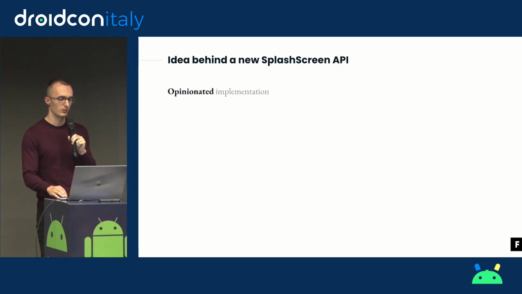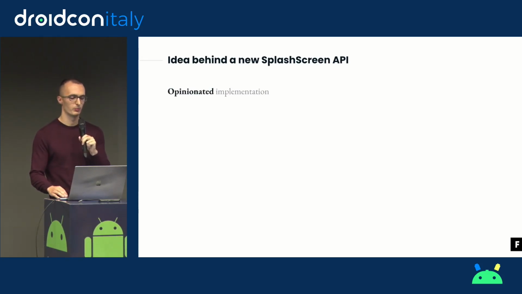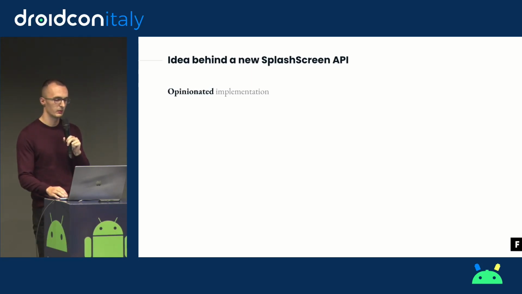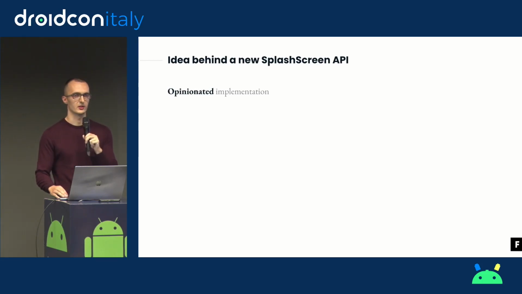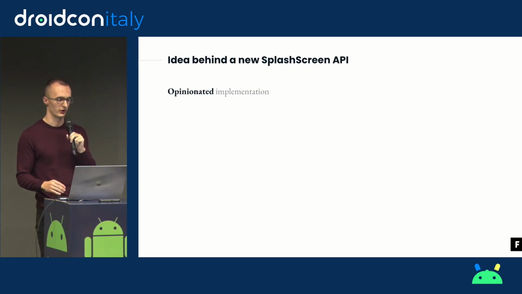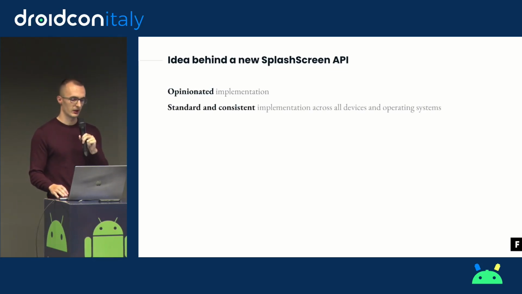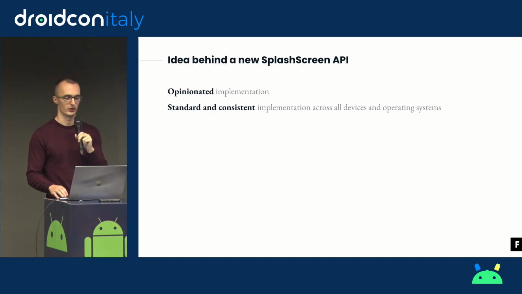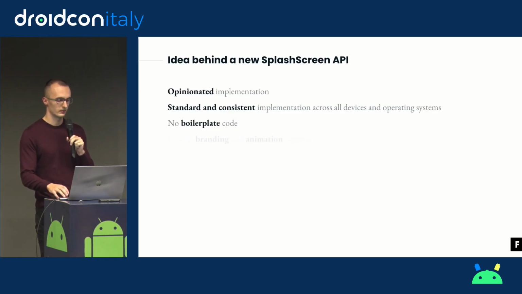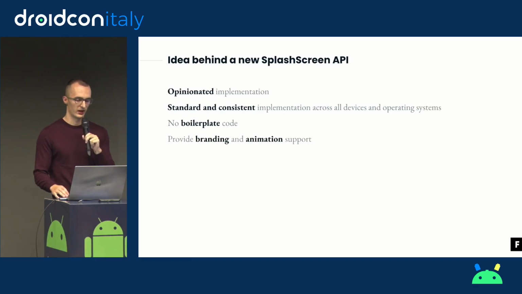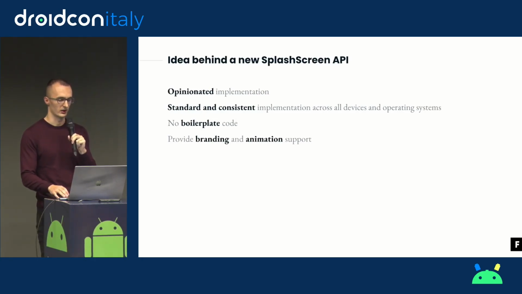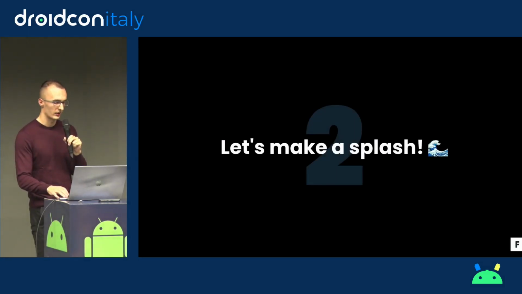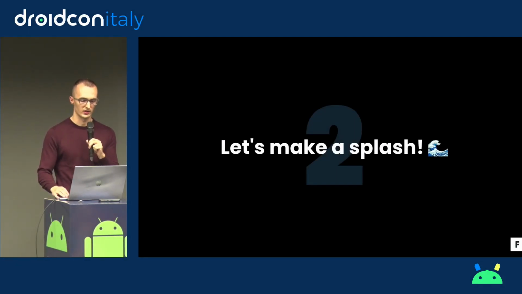With the SplashScreen API introduction, the Android framework became opinionated on how to implement a splash screen on Android. Framework being opinionated means that it only allows you to do things in a certain way, that is, it makes all other ways much more difficult. The idea behind the SplashScreen API is to have a standard and consistent implementation across all devices and operating systems. The SplashScreen API also aims to reduce boilerplate code, and it provides branding and animation support, which is pretty important for these splash screens.